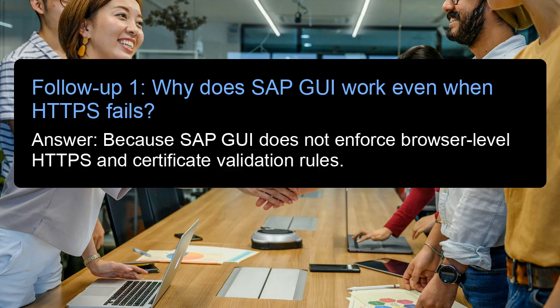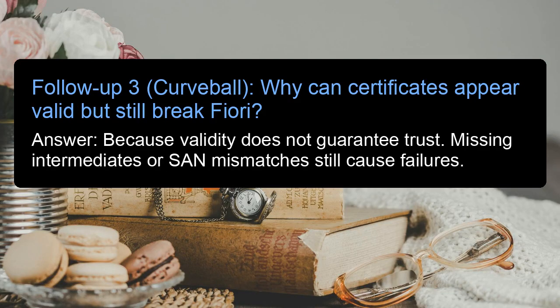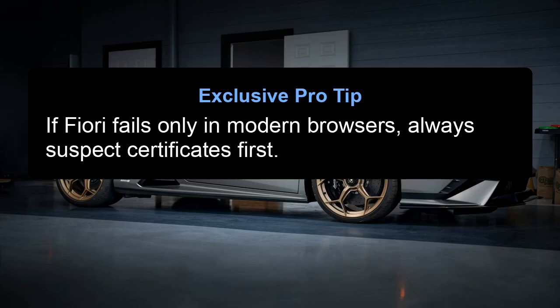Follow-up 1. Why does SAP GUI work even when HTTPS fails? Answer: because SAP GUI does not enforce browser-level HTTPS and certificate validation rules. Follow-up 2. Why do some browsers fail while others work? Answer: different browsers enforce HTTPS and certificate policies with varying strictness. Follow-up 3. Curveball. Why can certificates appear valid but still break Fiori? Answer: because validity does not guarantee trust. Missing intermediates or SAN mismatches still cause failures. Exclusive pro tip. If Fiori fails only in modern browsers, always suspect certificates first.